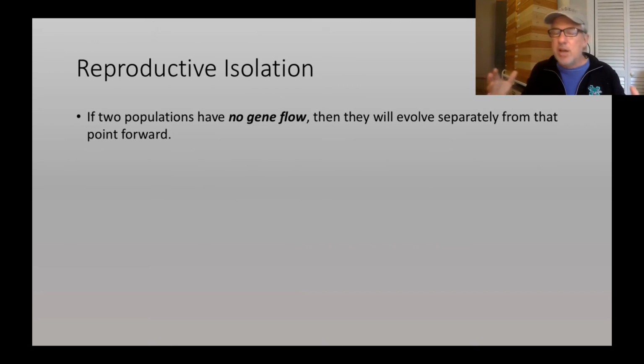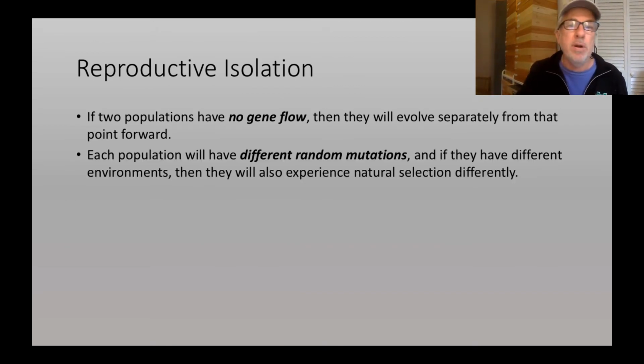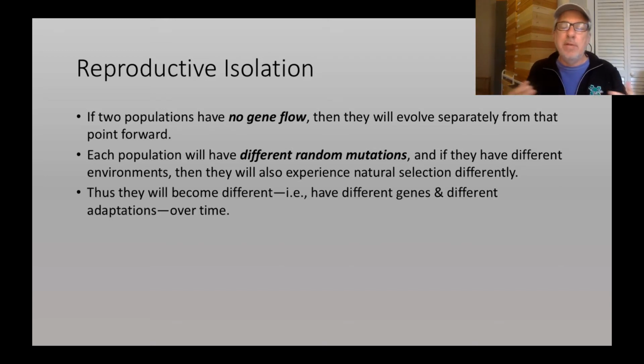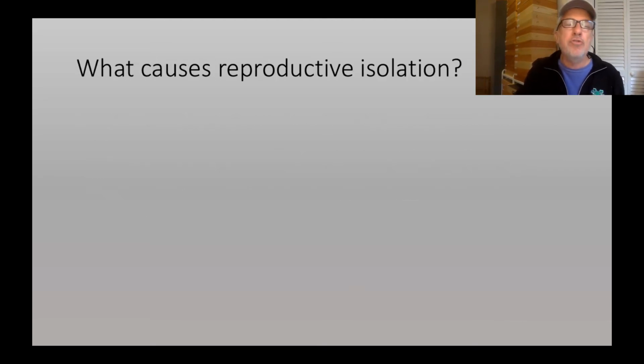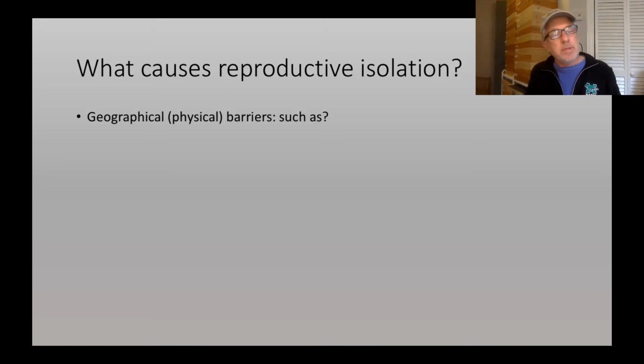If two populations have no gene flow, they will evolve separately from that point forward. And since each population will have different random mutations, and if they are in different environments, they will experience different selection pressures, they will begin to grow apart by evolution. They will have different genes, different adaptations over time. So what kinds of things cause reproductive isolation? The most obvious are geographical barriers.